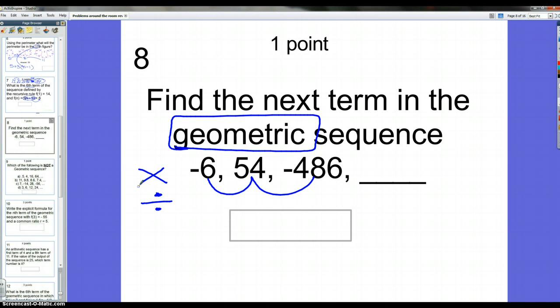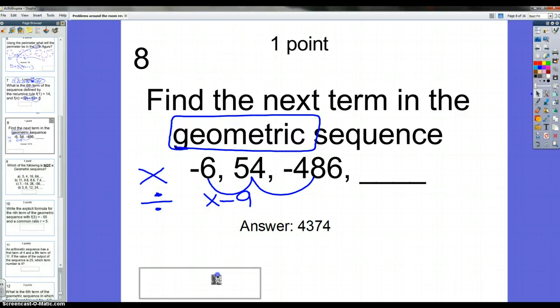In this case, the numbers are getting bigger, so it has to be multiplication. And in this one, it's multiplying. 6 to 54 is timesing negative 9. And so the next term, if we take that negative 486 and times it by negative 9, we get 4,374.